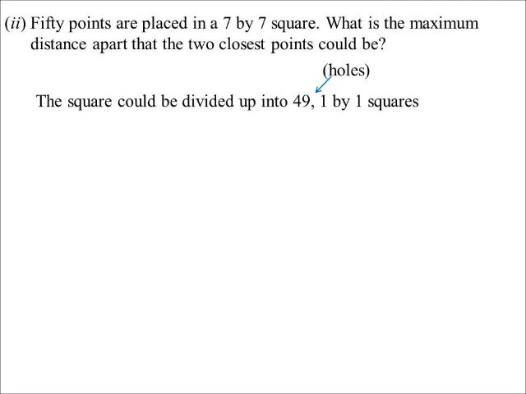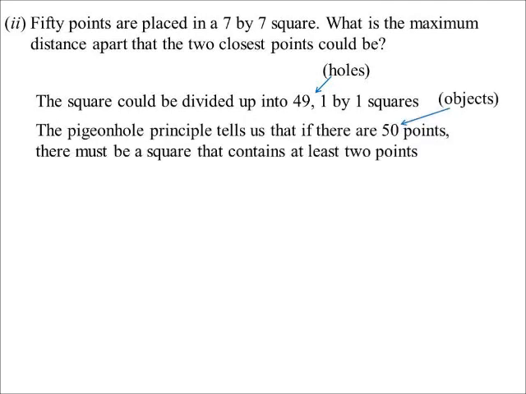Right. So I'm saying there's 49 holes. Well, you can even imagine it. You've got a square, and you can even imagine seeing all those holes. If I divide it up, each one of those little squares would be the holes we're going to put things into. Now, the pigeonhole principle then tells us that if I've got 50 points, there must be at least one square in there that contains 2 points.